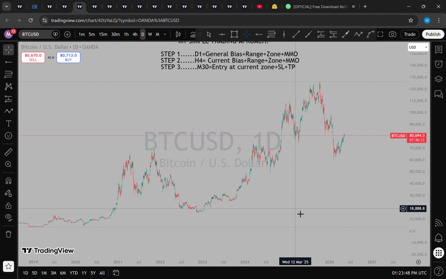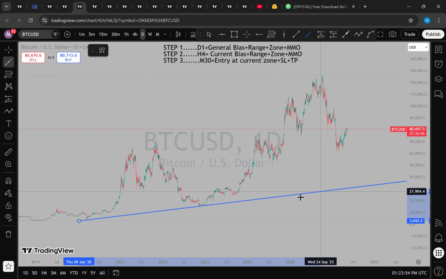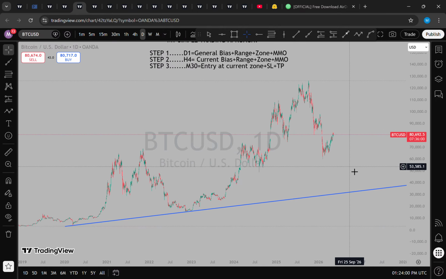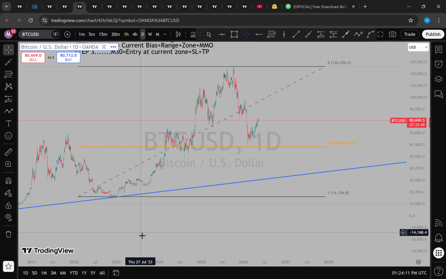So obviously Bitcoin has been trending upward. Okay, this is upward and Bitcoin has been bullish. That's my first approach. My second approach is this.